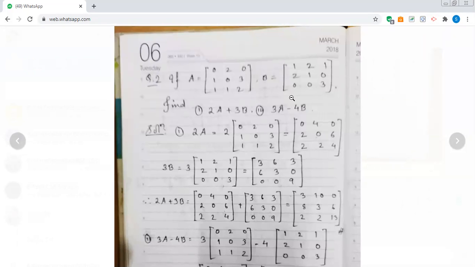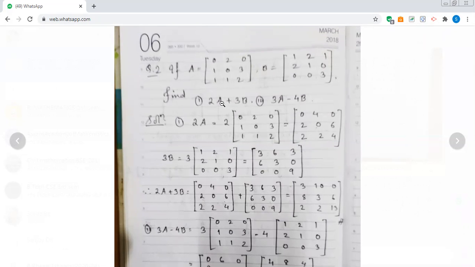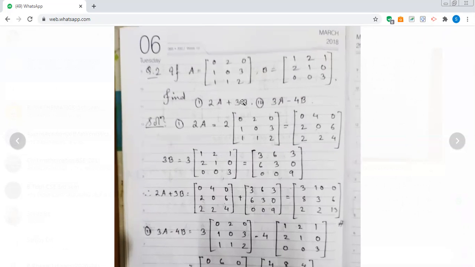So what you have to find out? We have to find out the value of 2A plus 3B, and in one more case, 3A minus 4B. Now see, 2A plus 3B, you can find by doing it in a single way, or you can do it by a separate method. That means twice A का value पहले निकाल लेते हैं, उसके बाद 3B का value निकाल लेते हैं, then you add them.